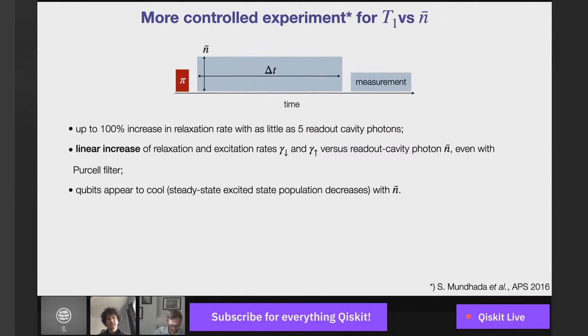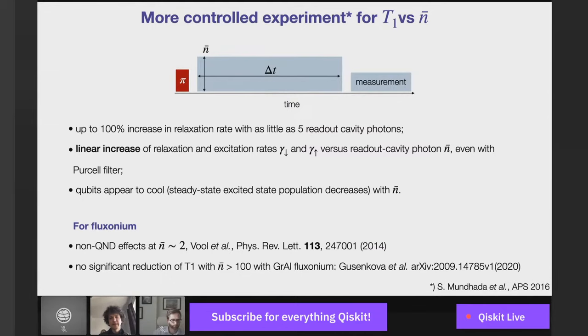And what those experiments found is that there can be a dramatic increase in the relaxation rates of the qubit. It can be up to 100% with as little as 5 readout cavity photons. Moreover, it found that the increase of the relaxation and excitation rates is linear with the readout cavity photon number n bar, even if you have a Purcell filter. In addition to that, it found that qubits appear to cool. That is, while you would expect that as you're driving harder on the cavity, you should excite the qubit more and its steady state population should increase as a function of the drive power, in fact, what happens is that the steady state population can decrease as a function of drive power. So this is quite counterintuitive.